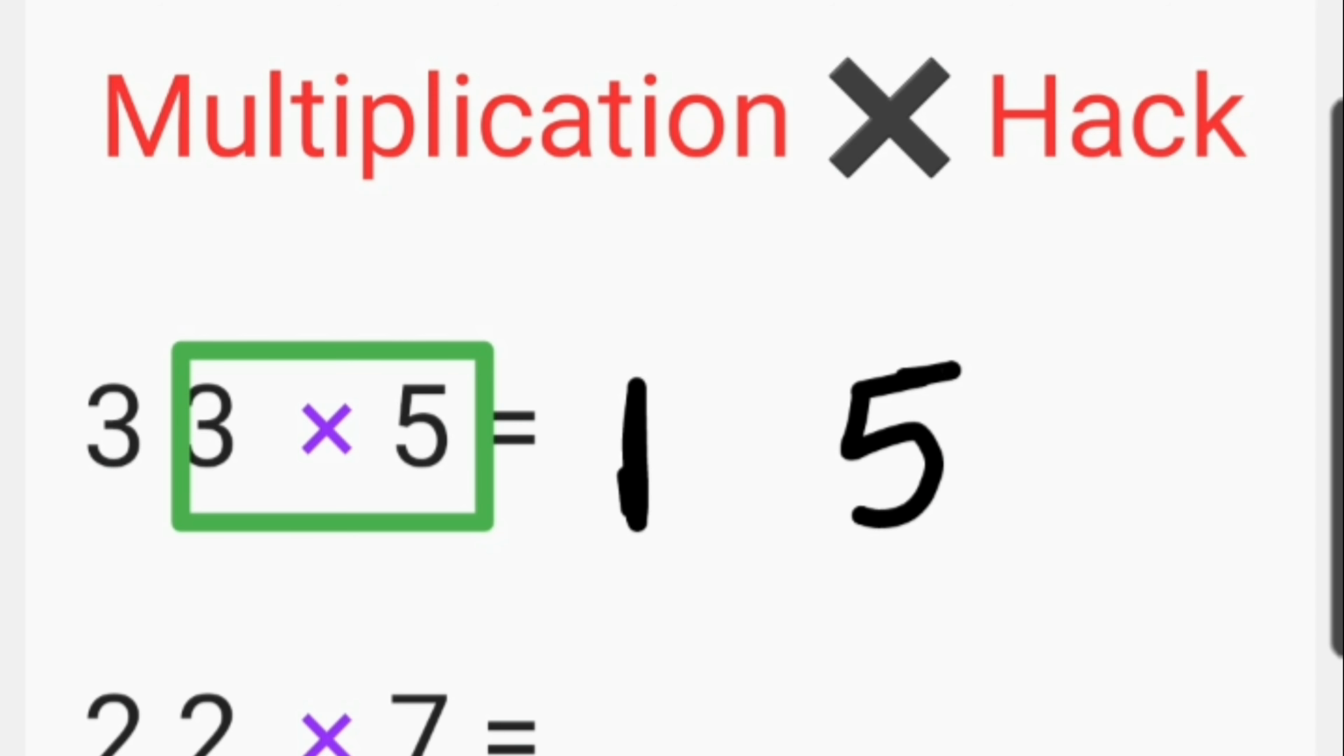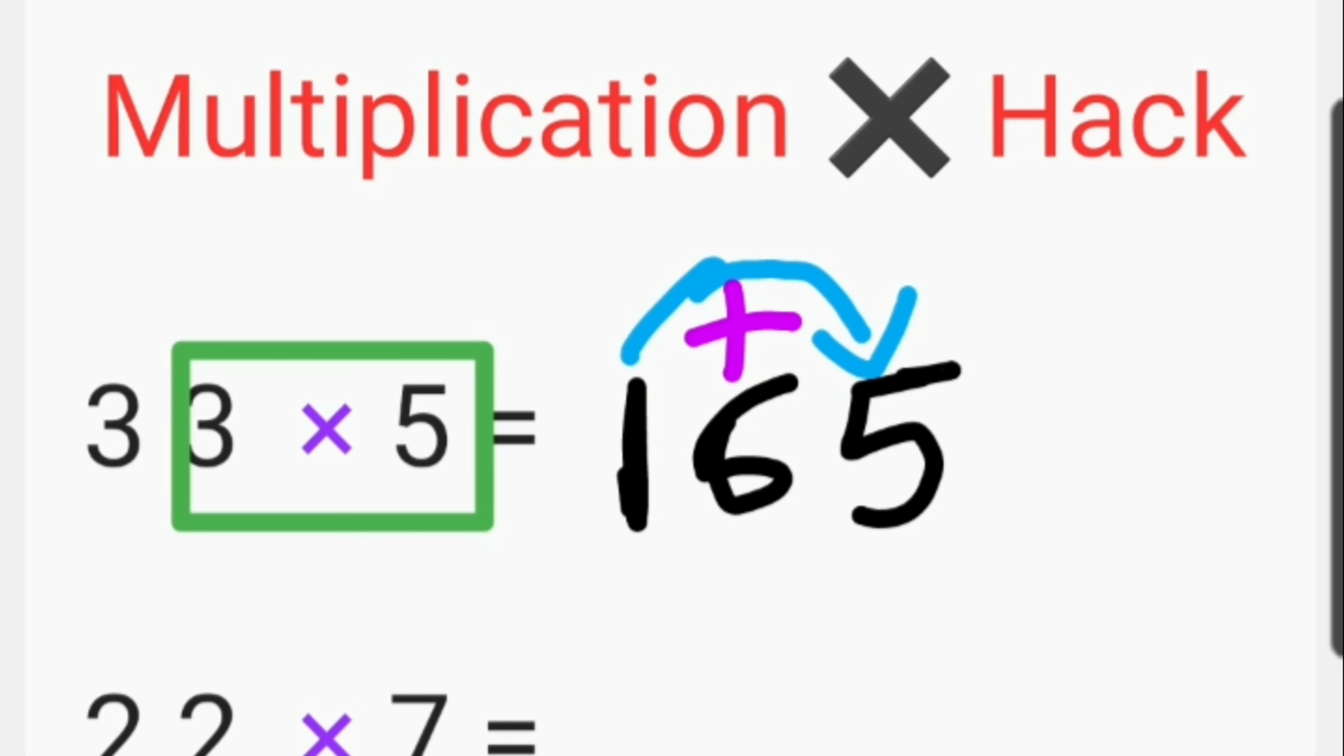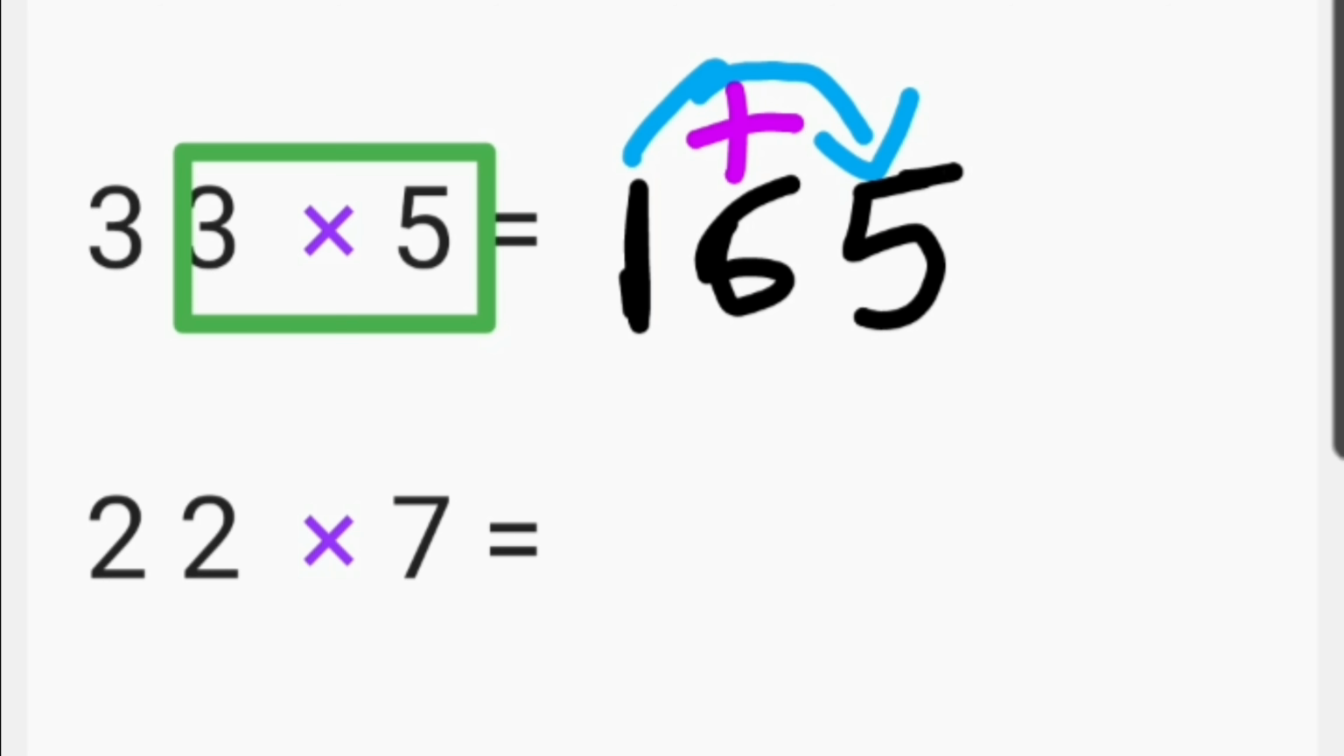Today's question is taken from maths class only. So you'll have to multiply this. 3 5s are 15. Okay. Then you'll have to add this number. Five plus 1 will give you 6. 165 will be answer. Okay.